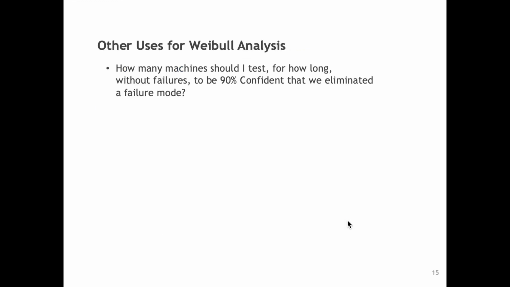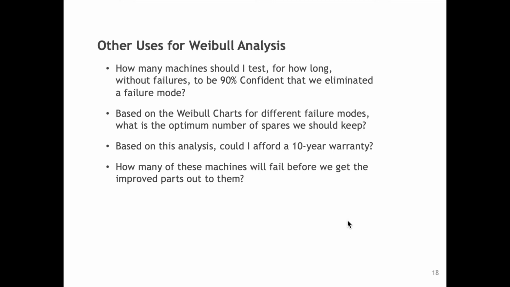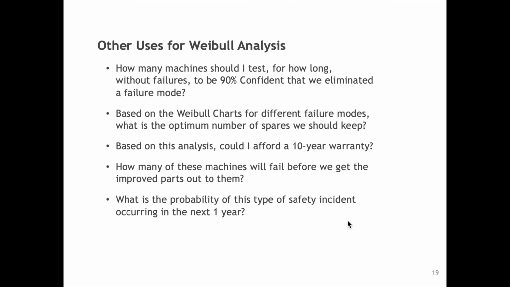Other uses for Weibull analysis: how many machines could I test for how long without failures to be 90% confident that we did eliminate the failure mode? Based on those charts for different failure modes, what is the optimum number of spares we should keep? Based on the analysis, could I afford a 10-year warranty? How many of these machines will fail before we get the improved parts out to the customer? And what is the probability of this type of safety incident occurring in the next year?